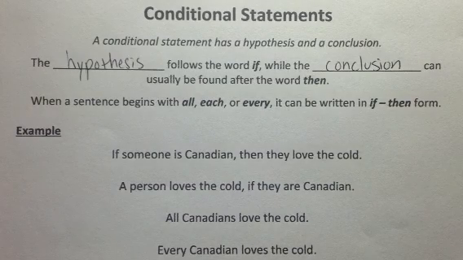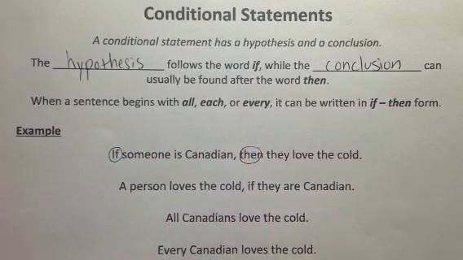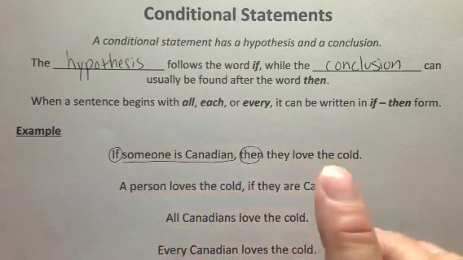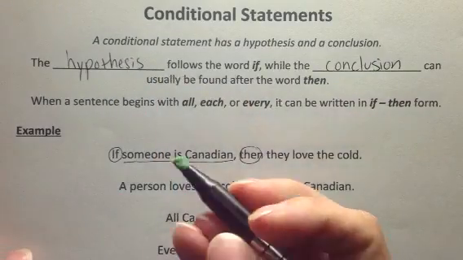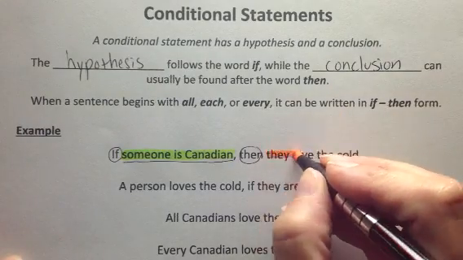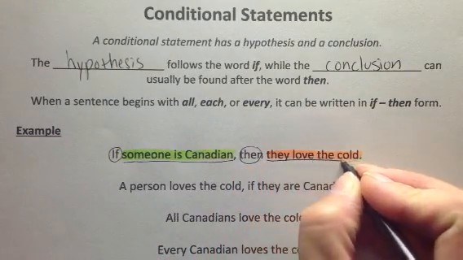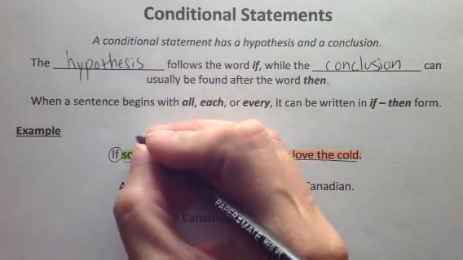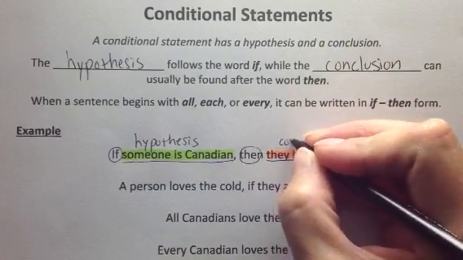So let me show you an example here. What I'm going to do is, when there's an if and a then in it, I typically circle those, because what comes after it, remember, what comes after the if is the hypothesis. So I'm going to also use a color here. I'm going to do green for hypothesis and orange for the conclusion. So the conclusion we found after the then. Okay, so this was our hypothesis, and this is our conclusion.